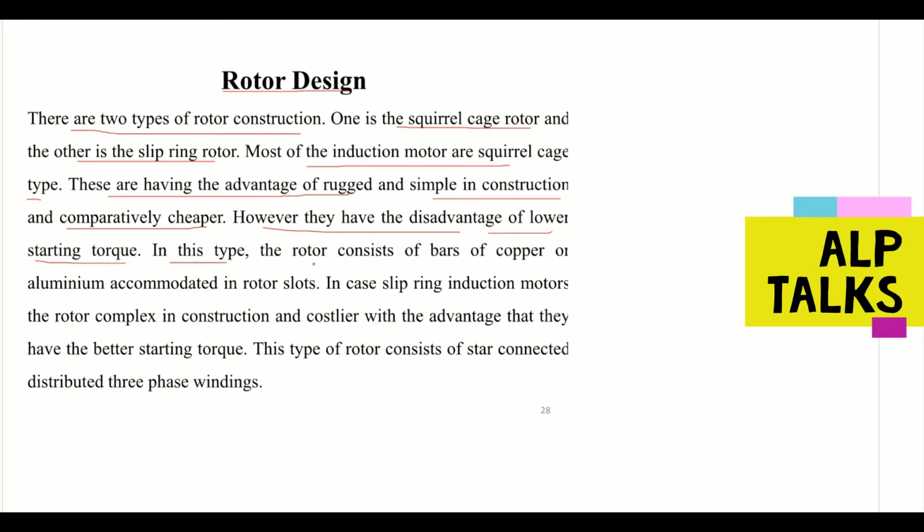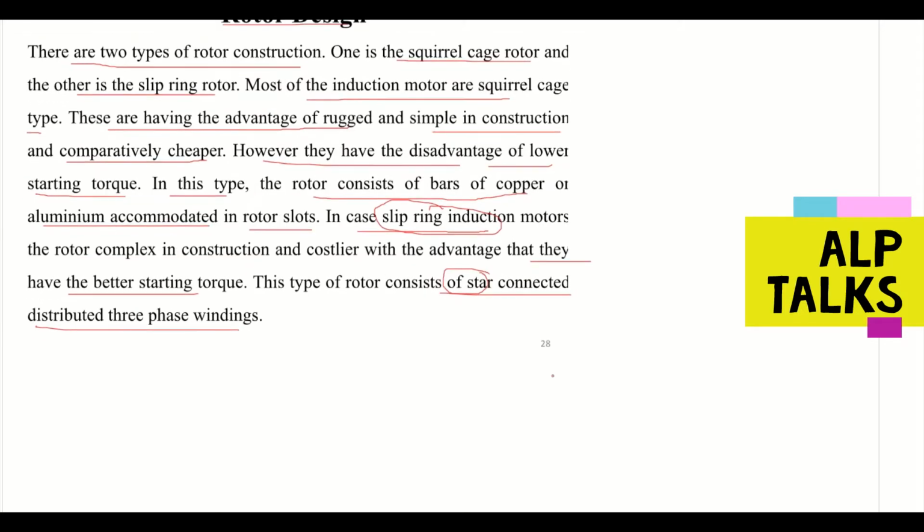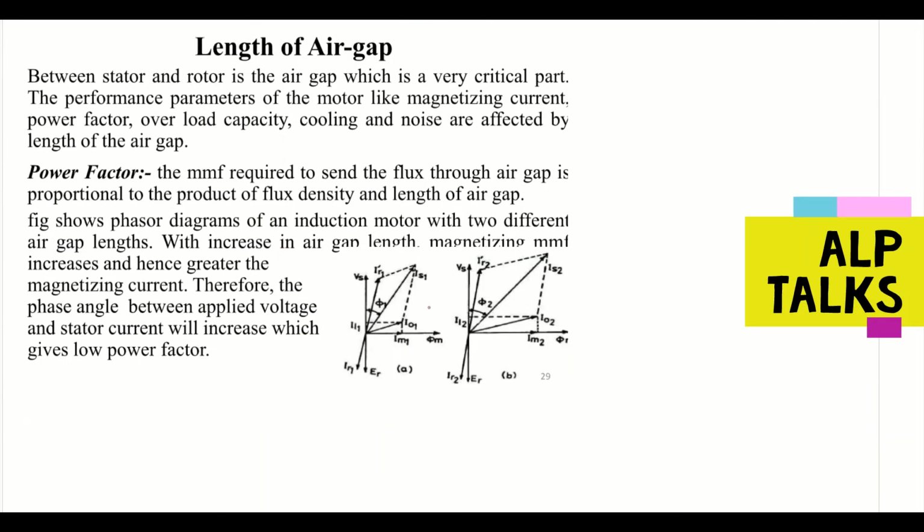In this type, the rotor consists of bars of copper or aluminum accommodated in the rotor slots. In the case of the slip ring induction motor, the rotor is complex in construction and costlier, with the advantage that it has better starting torque. This type of rotor consists of a star connected distributed 3-phase winding. That is the default for slip ring induction motors. Construction should be almost always star.